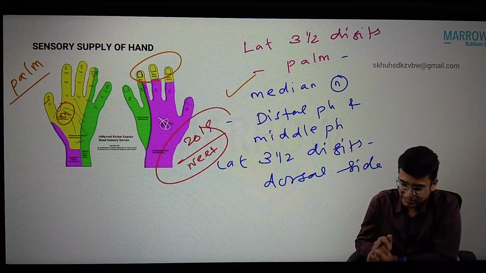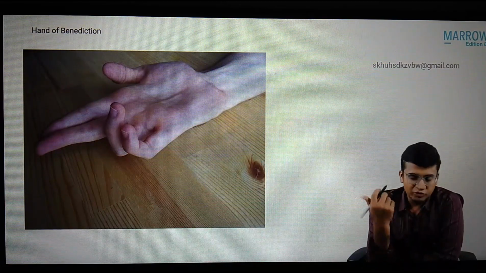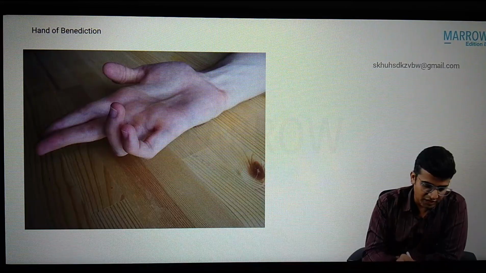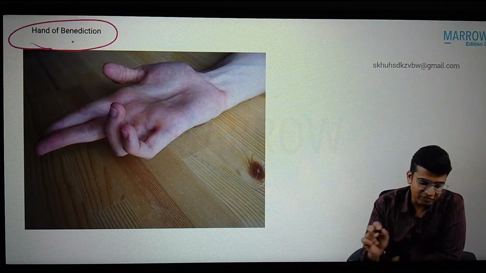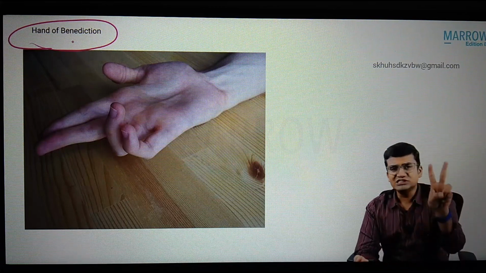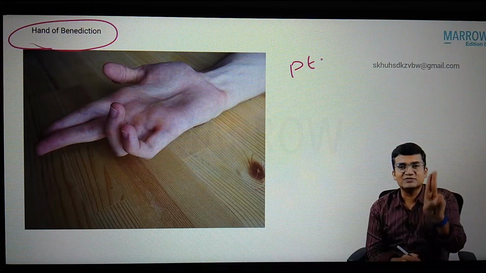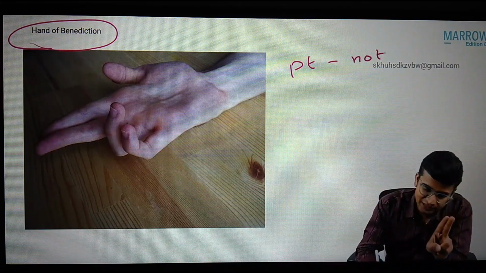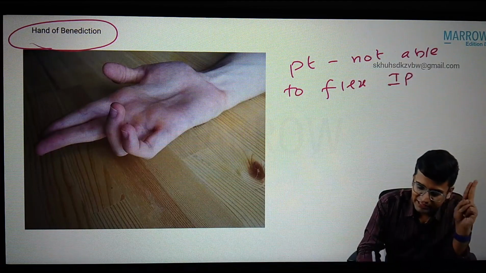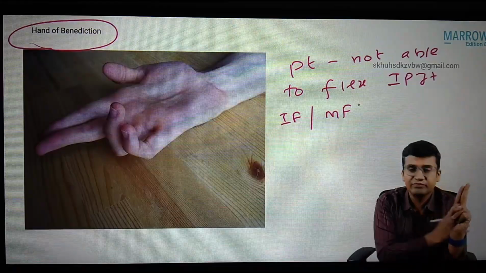Next, we're going to discuss some deformities. So we know the course and the branches of the median nerve. Now we're going to see some applied aspects. Two deformities you see in the case of median nerve injury. The first one is Benedictine hand deformity. In Benedictine hand deformity, the patient is not able to flex the interphalangeal joint of the index finger and middle finger.